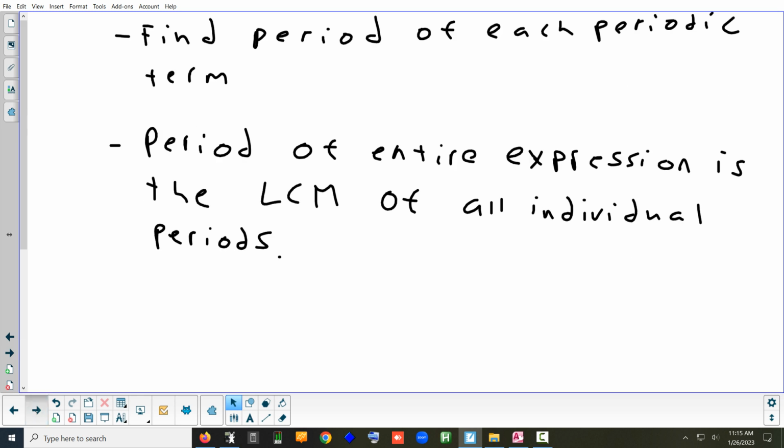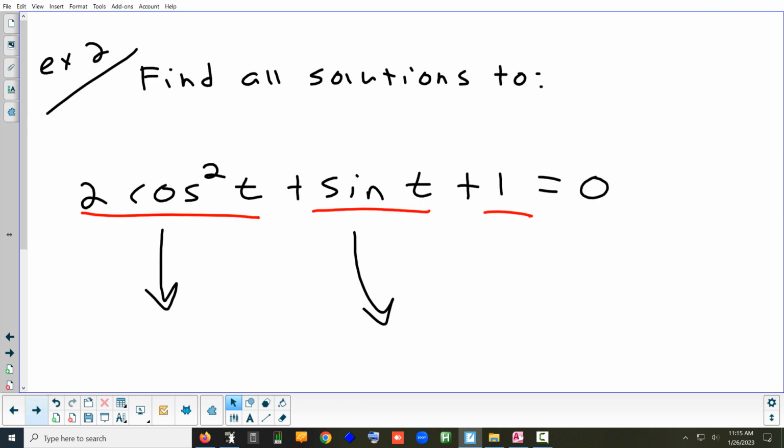All right, so let's look at this. We should be able to get the period for sine. What's the period of sine? 2 pi. So remember, the least common multiple cannot be any smaller than the individual periods. So the least period of this entire thing is going to be at least 2 pi. It has to be. Now we need the period of cosine squared.